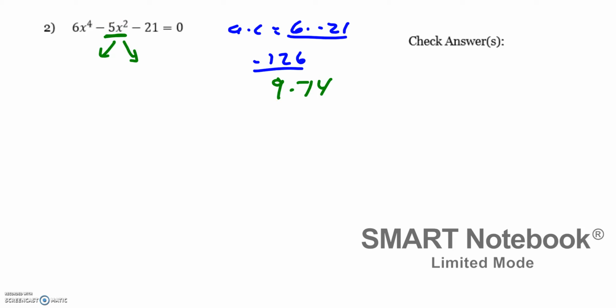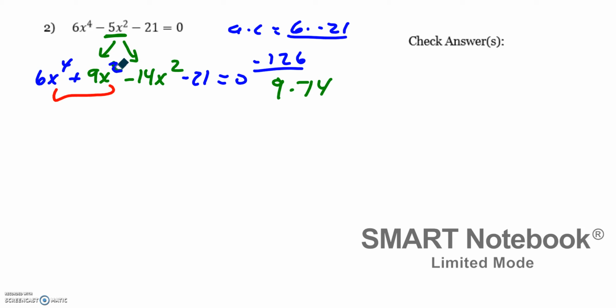So remember, when you split the middle, and the middle term is x squared, you need to split it, and both of these need an x squared. So I'm going to put 9x squared here, and I'm going to put minus 14x squared here. And then I'm going to carry down the 21 from the original, and I'm going to carry down the 6x to the fourth from the original. So now I have a factoring by grouping problem.